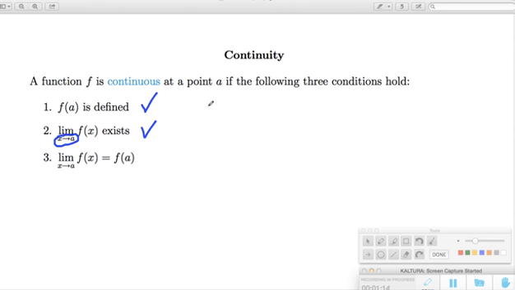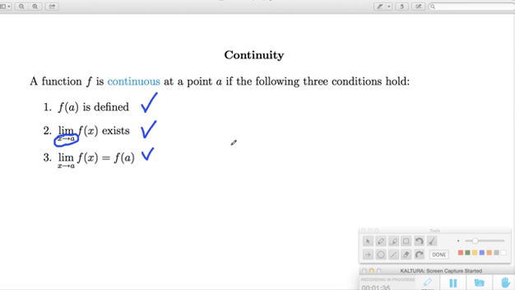The second condition is that the limit as x is getting really close to that point A of the function has to exist. And then the very last condition that you have to meet in order to satisfy continuity is that that particular limit, not only does it have to exist, it also has to be exactly the same thing as what the function would be equal to at that point.